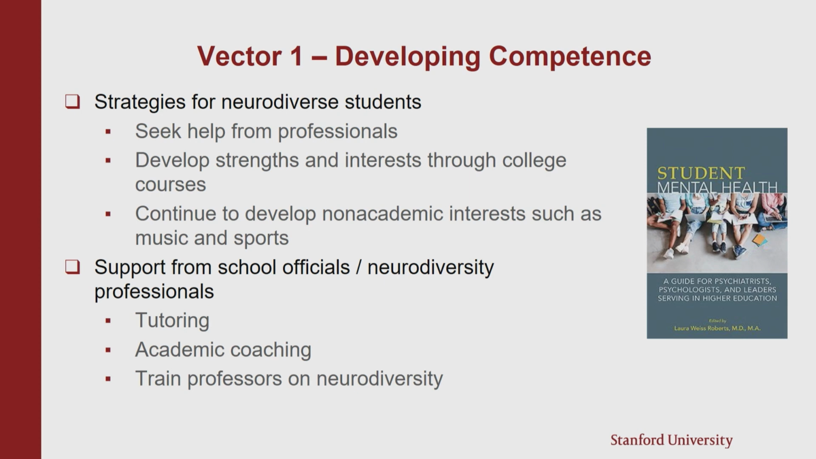So the first thing that we are trying to do is to develop competence. And for every single vector, what we are trying to do is to think about what we can help teach students based on that developmental task. And the second thing is what the school officials can do in order to help the students. And the third thing is what mental health providers can do in order to help with developing that particular aspect.